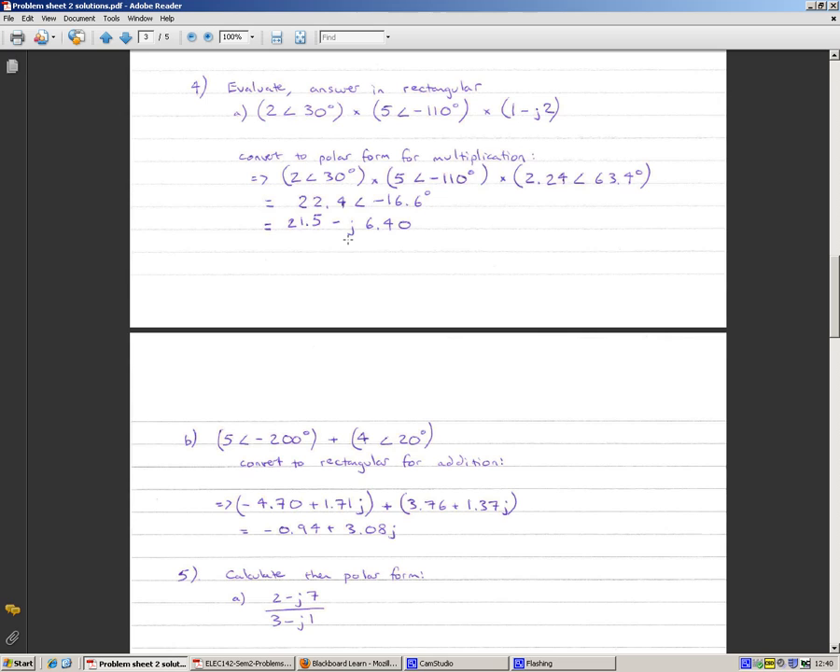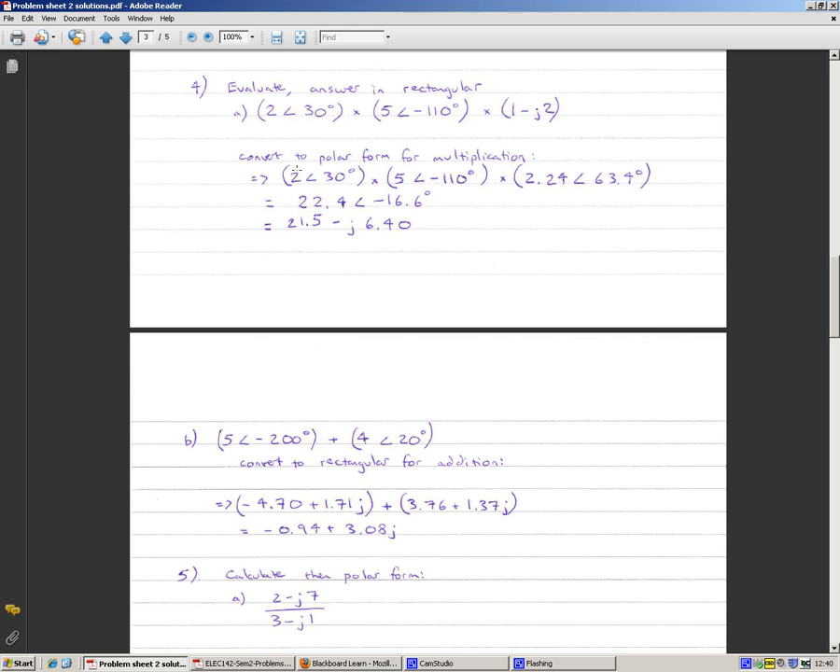Right, part a of question 4. So that's what I've said. We're going to convert to polar form for multiplication. These first two parts are already in polar form. The final part is in rectangular, so we just converted that using our calculator, and it becomes 2.24 at an angle of 63.4 degrees. Then what we've done is just multiplied all of these terms together.